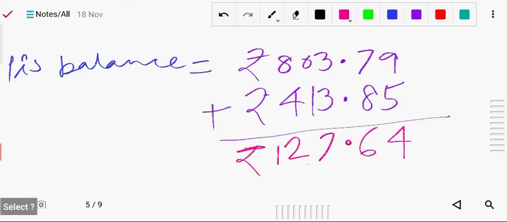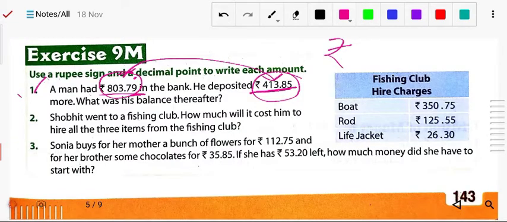So what is the answer? It will be 1217.64, his total amount. So this is your answer. Now see question number 2.